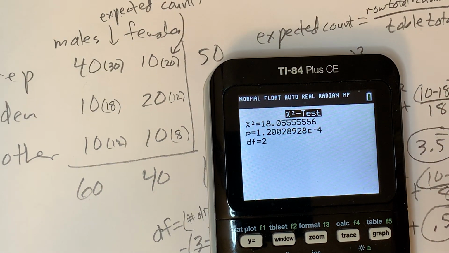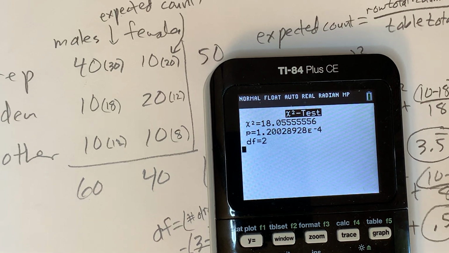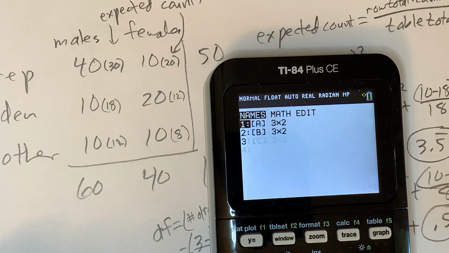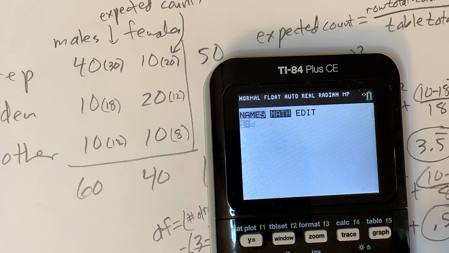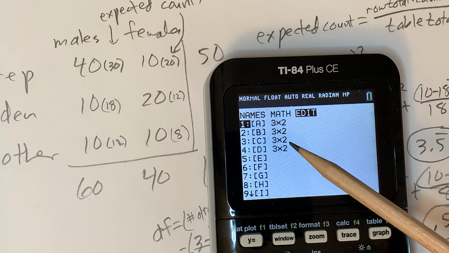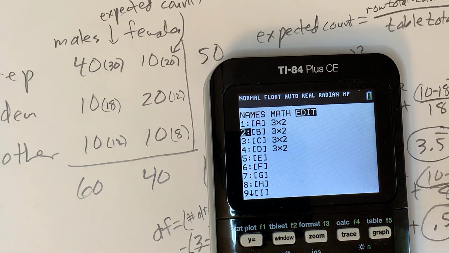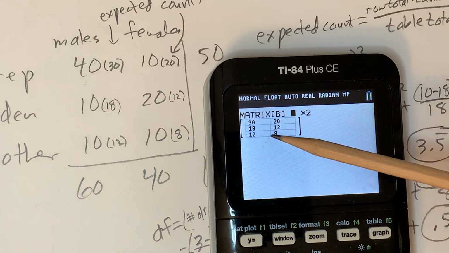So that's certainly a lot easier. So there you go. But now it's important that you always write down your expected counts. In order to see the expected counts, you can go look at matrix B. Go to the second matrix, and the easiest way to look at them is to go to edit matrix B. And so there's our expected counts.